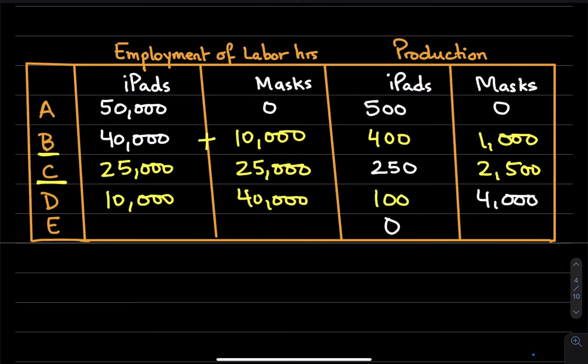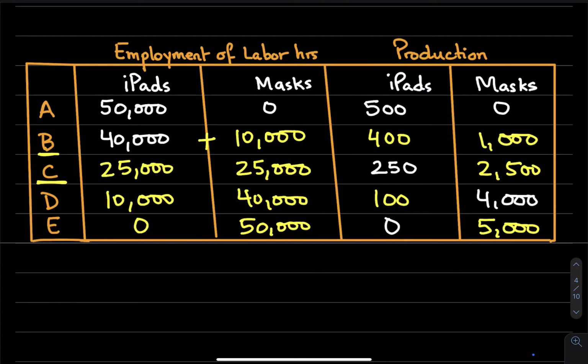And finally, if we were producing 0 iPads, we must have put in 0 hours towards iPad production, and all of the hours must have gone into mask production. 50,000 divided by 10, which would give you 5,000.